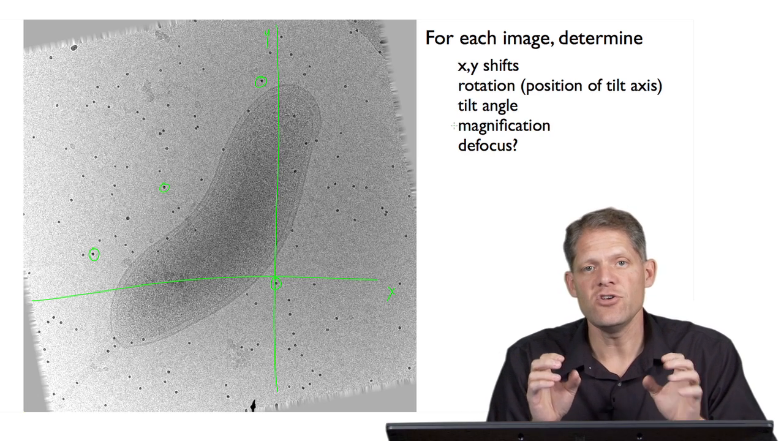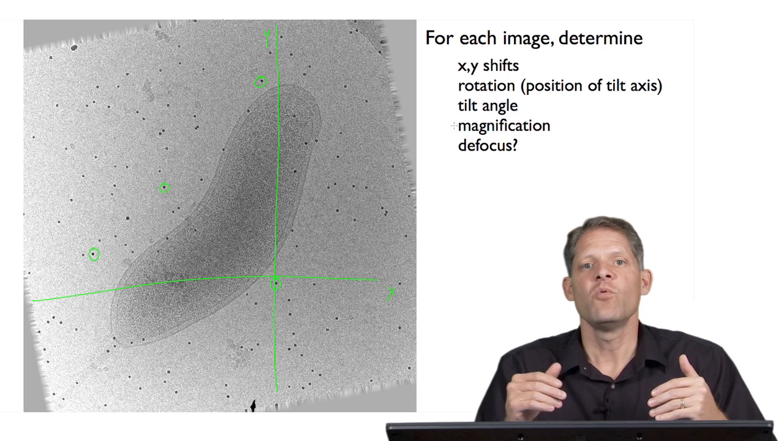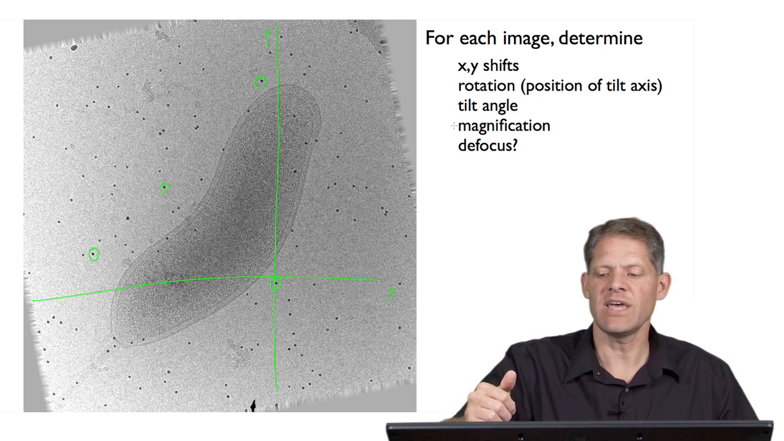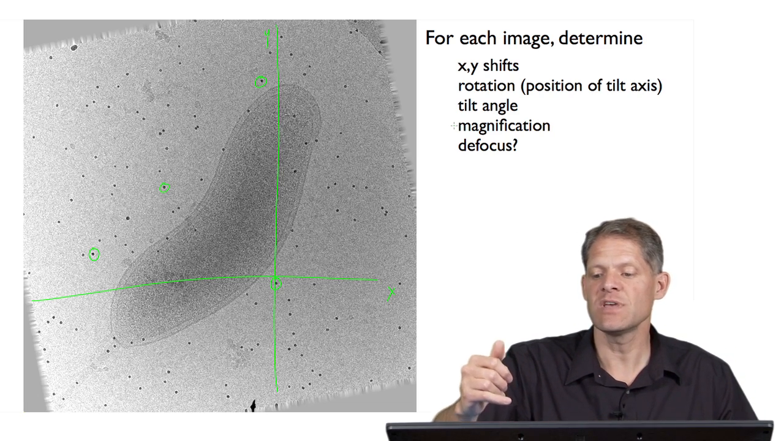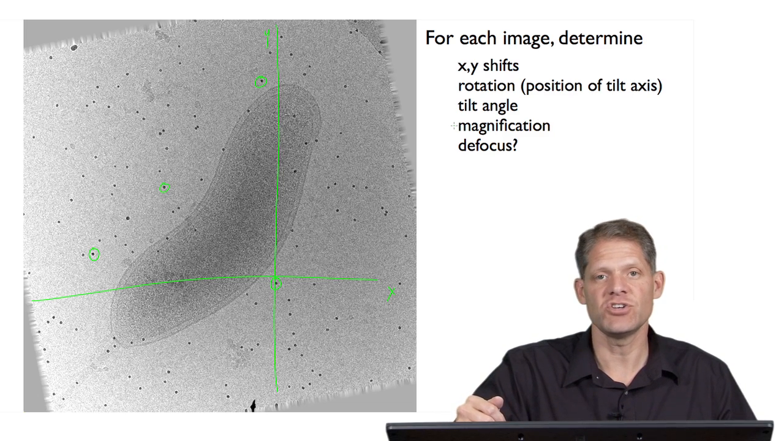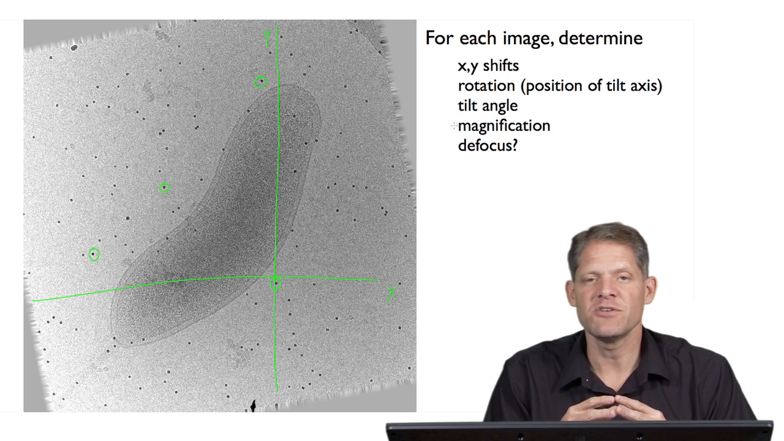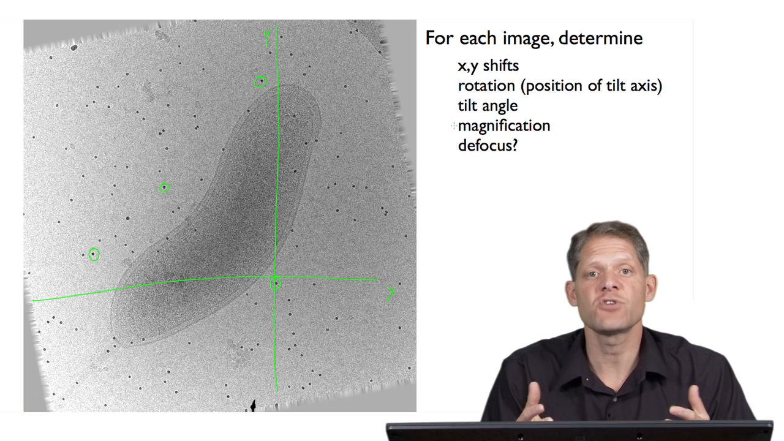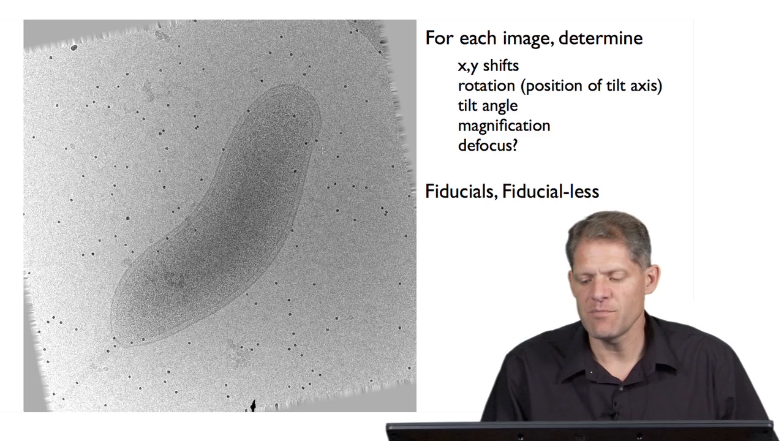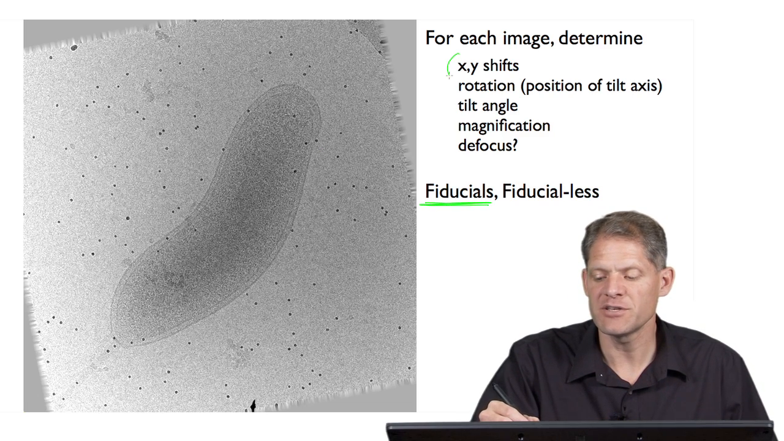Then a new aligned tilt series can be produced, which is corrected for the various XY shifts between the images, any rotations that are going on, and any magnification changes. Then, also using the refined values of the tilt angle, a reconstruction is produced. Now this is the method that uses fiducial markers to determine these various parameters.